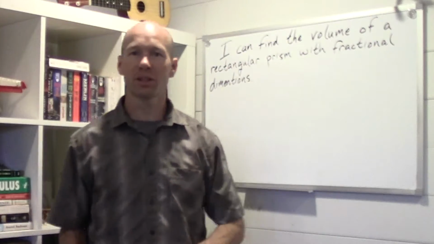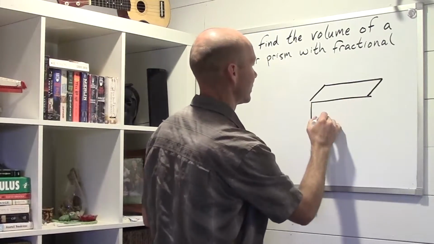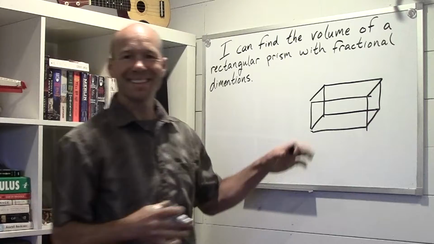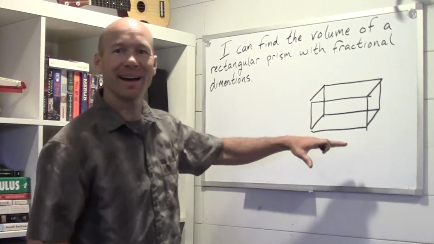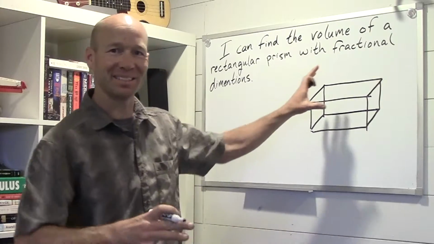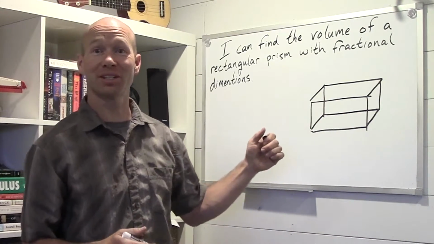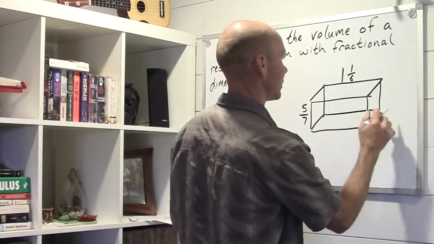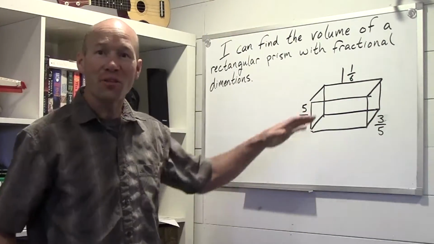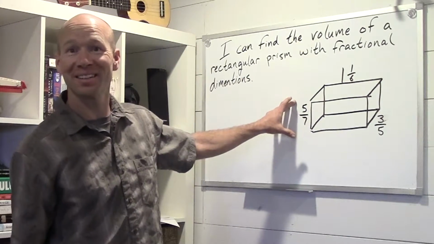With fractional dimensions. What's a rectangular prism? That's right, a rectangular prism is a prism that has rectangles on every single side. Every single face is a rectangle on a prism. What is a fractional dimension? A fractional dimension is a dimension that is a fraction.